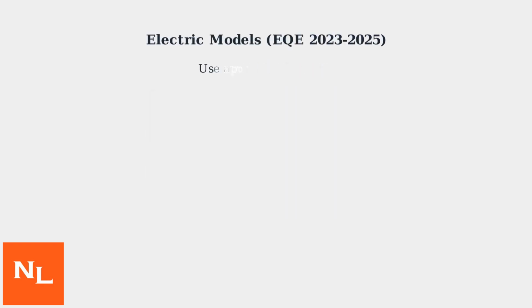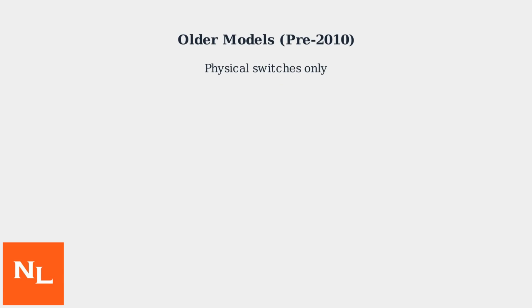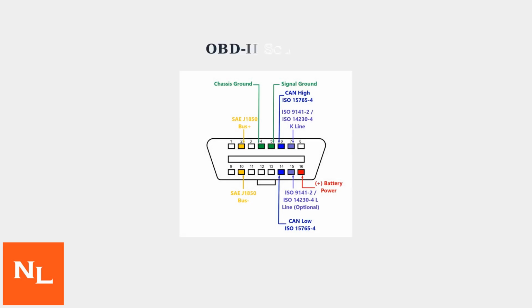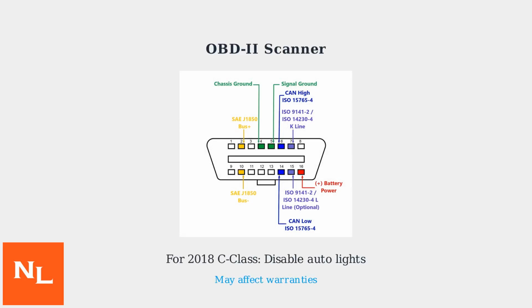In electric models like the EQE SUV, disable non-essential interior lights via the app to extend battery range. For older models before 2010, rely solely on physical switches. Some owners use OBD scanners for older models like the 2018 C-Class to disable auto lights, but this may affect warranties.